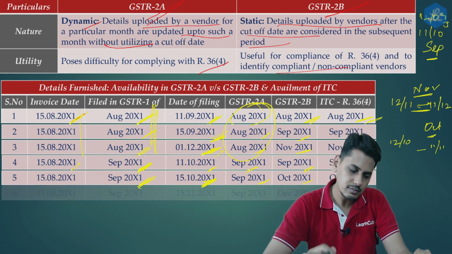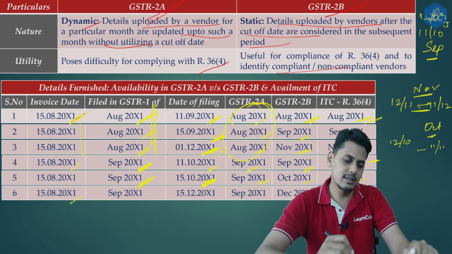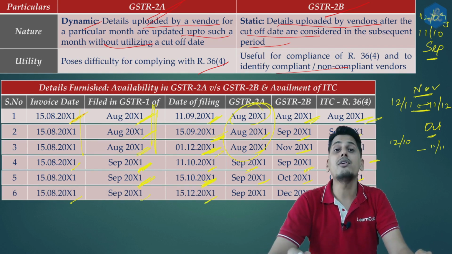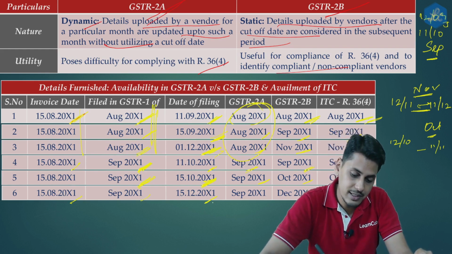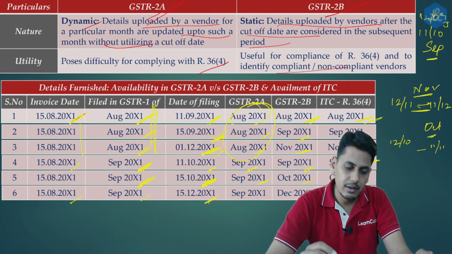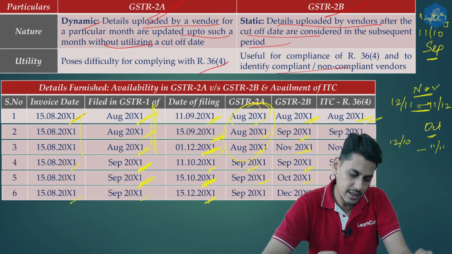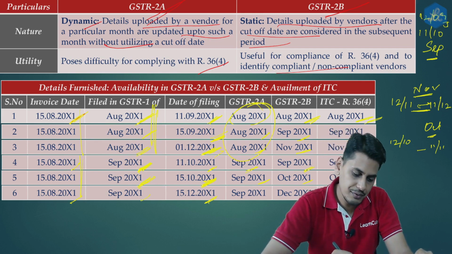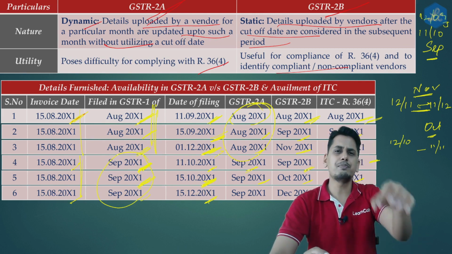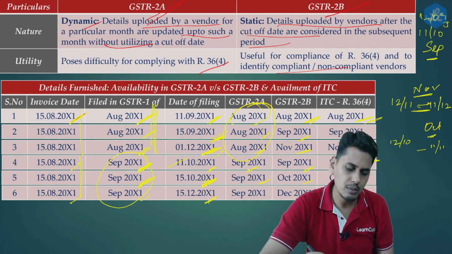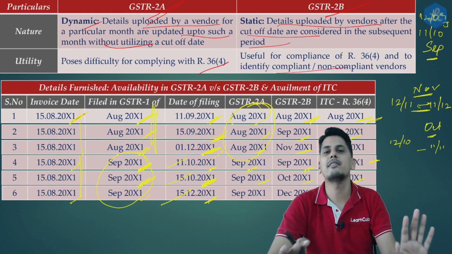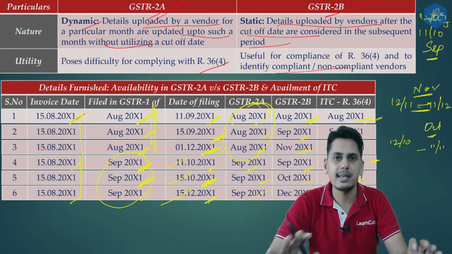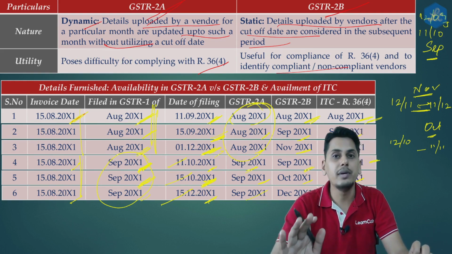Yes. Next case, invoice dated 15th August, filed in GSTR 1 of September, but this is filed on 15th of December. GSTR 1 of September is filed on 15th of December. In which month GSTR 2A it is going to appear? Friends, if you see all these cases, invoice dated 15th of August, it is filed in GSTR 1 of September. Irrespective of whenever it is filed, whether filed on 11th October, 15th October, 15th December, never mind. It is filed in GSTR 1 of September, it will appear in 2A of September.